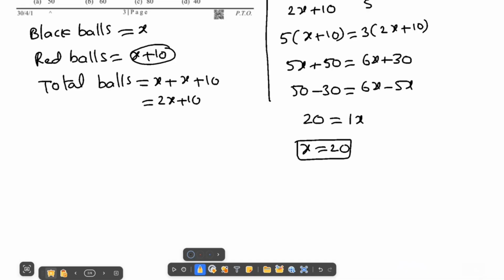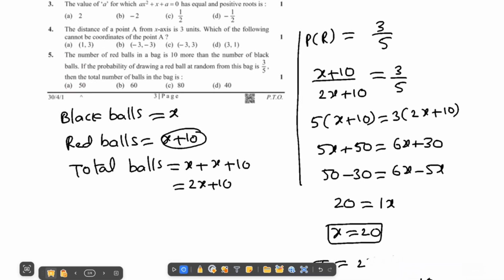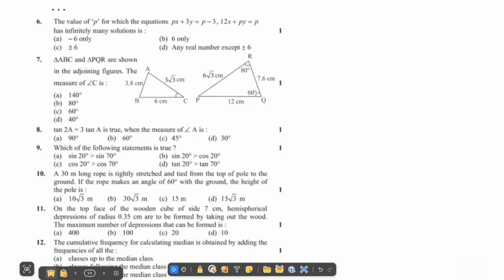So now we have to find the total number of balls, right? So what is the total number of balls? It is 2x plus 10. Let's substitute the x value 20. 2 into 20 plus 10 is equal to 40 plus 10, which is equal to 50. So the total number of balls is 50. Which option has this 50? Let's check. Option A has 50. Therefore option A is the right answer for this question.